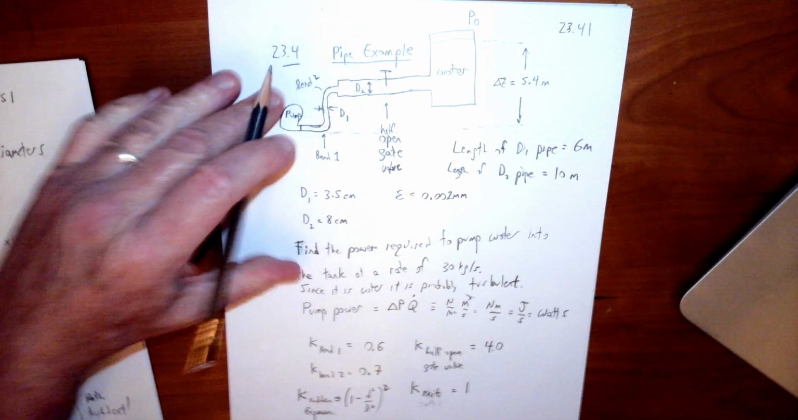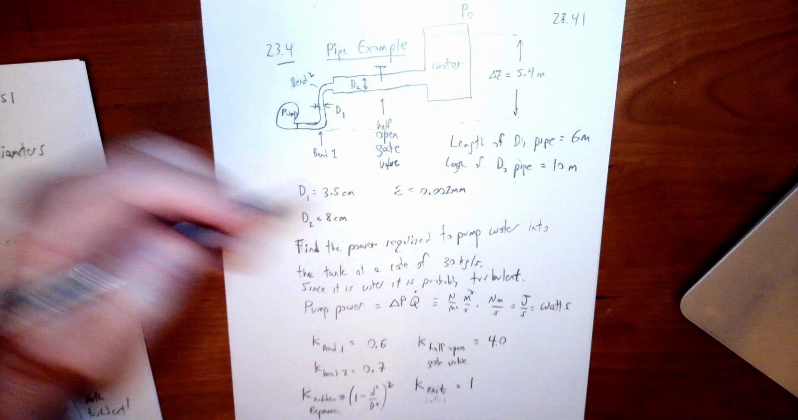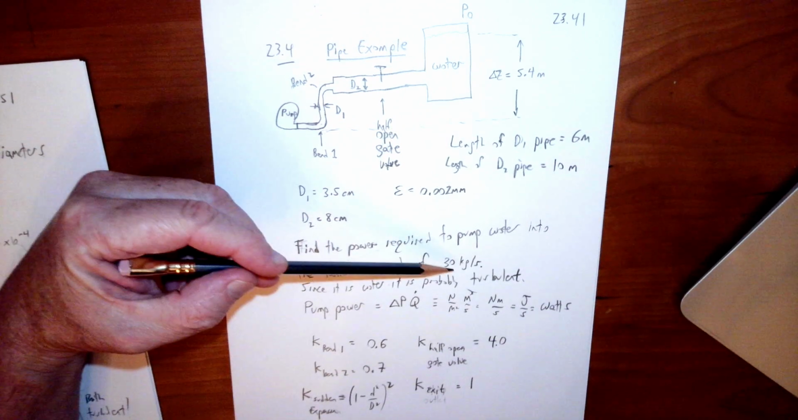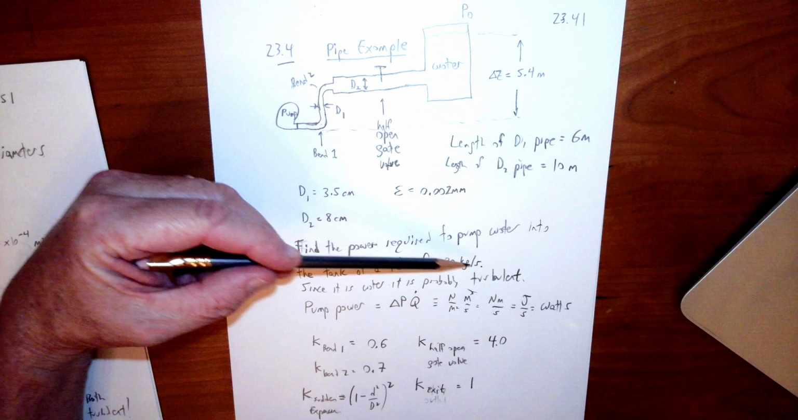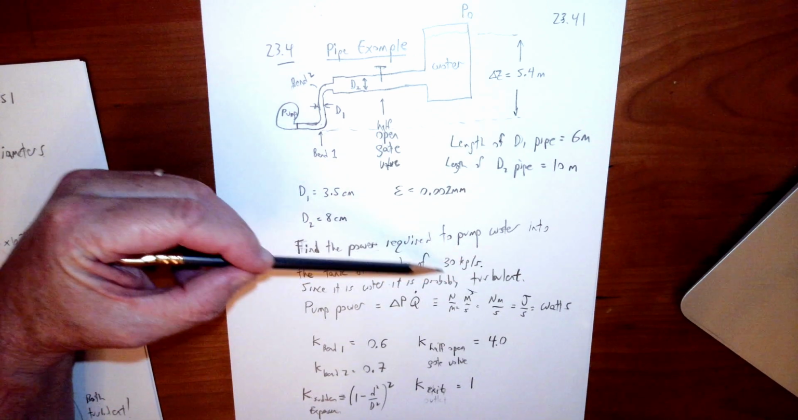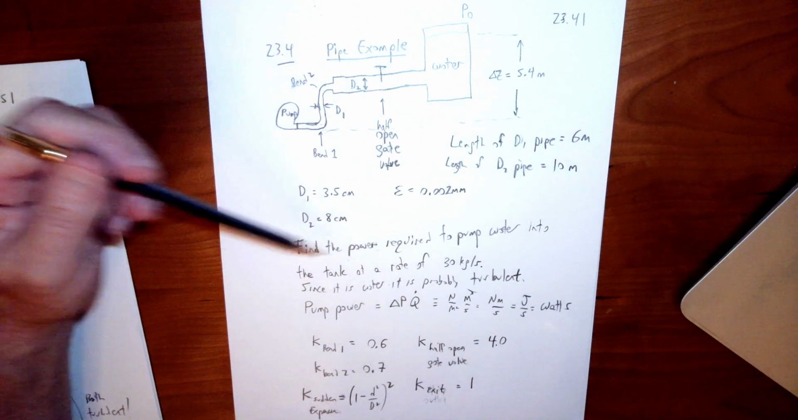So we need a pump, and we're asked to find the power that's required to pump the water into the tank at a rate of 30 kilograms per second. So that's what we're going to do. We're going to try to figure out how to get this 30 kilogram per second mass flow rate into this tank, and how much power that needs.